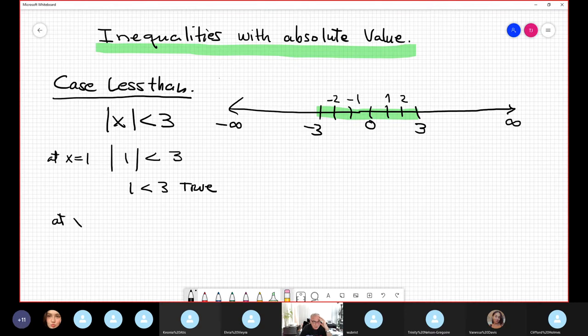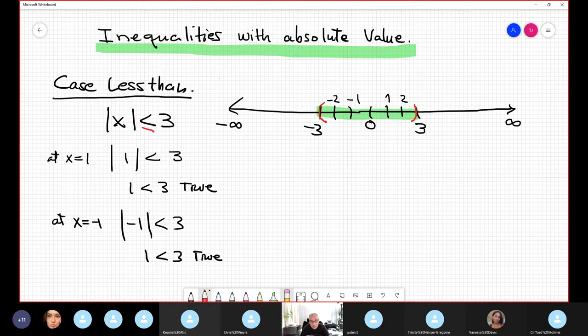Suppose x equals negative 1: the absolute value of negative 1 is less than 3, so the absolute value 1 is less than 3, again true. A similar situation happens at negative 2 and negative 2.5. Now, of course, what's going on? The endpoints, positive 3 and negative 3, in this case don't belong to the solution because my inequality has no equal sign.